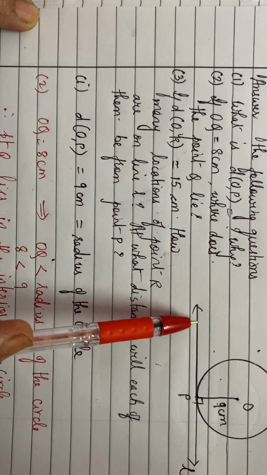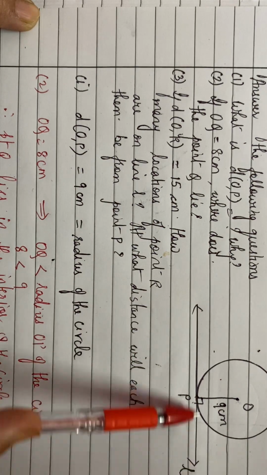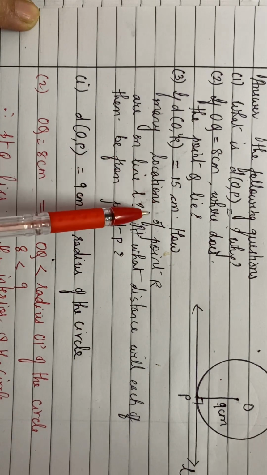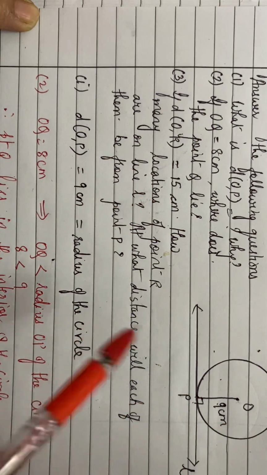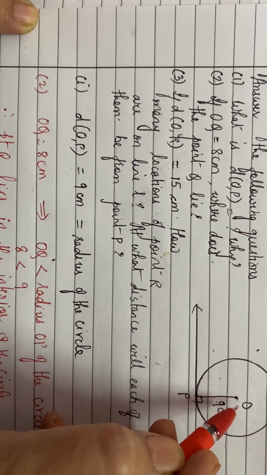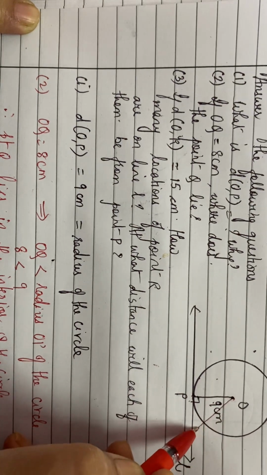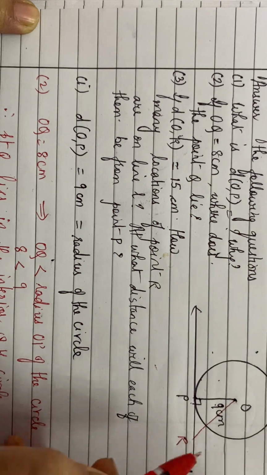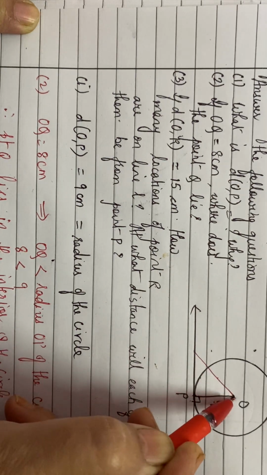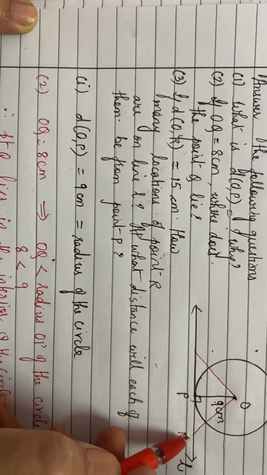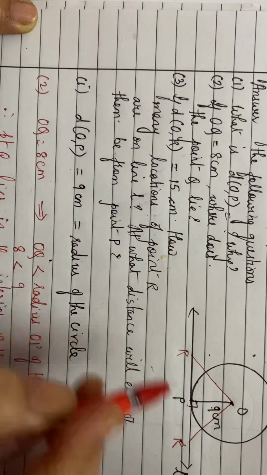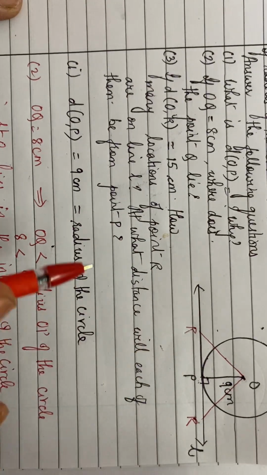So suppose we consider the location of point R on this line L. What is he asking you? How many locations of point R are there? So with respect to this center, we have 2 locations for point R. One is this one, or another will be this one. Getting that? R can be to the right of P, R can be to the left of P. You have 2 positions for R.